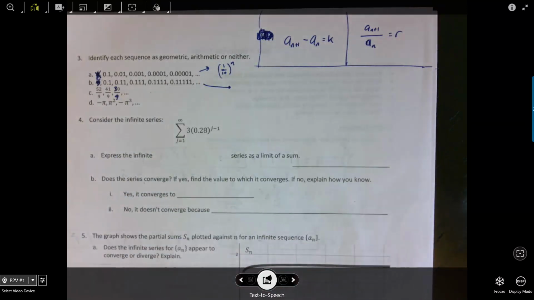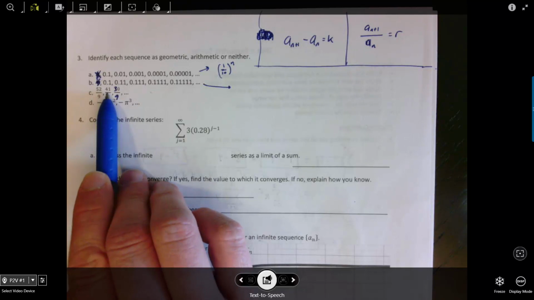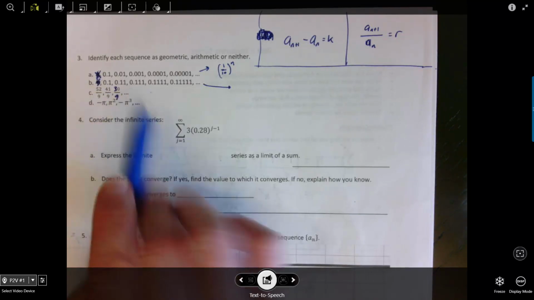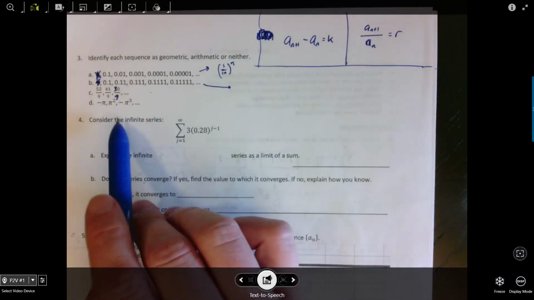What about arithmetic? Yes, so 52 minus 11 gives me 41. 41 minus 11 gives me 30. So it does look like it's arithmetic with a constant decreasing growth of 11.